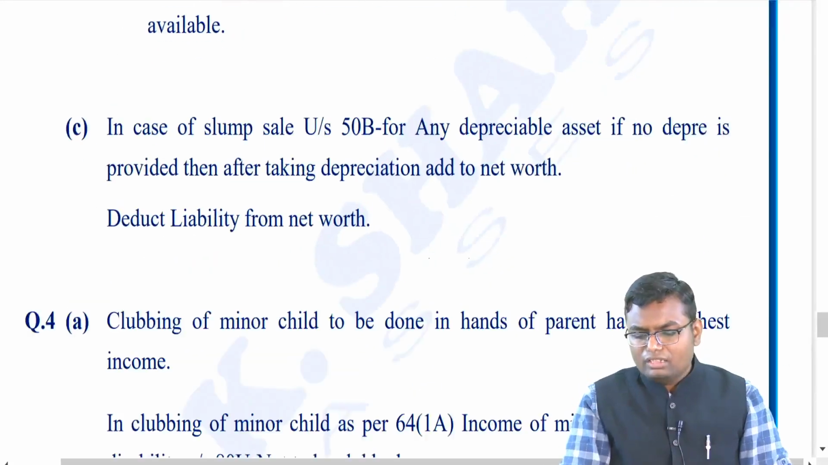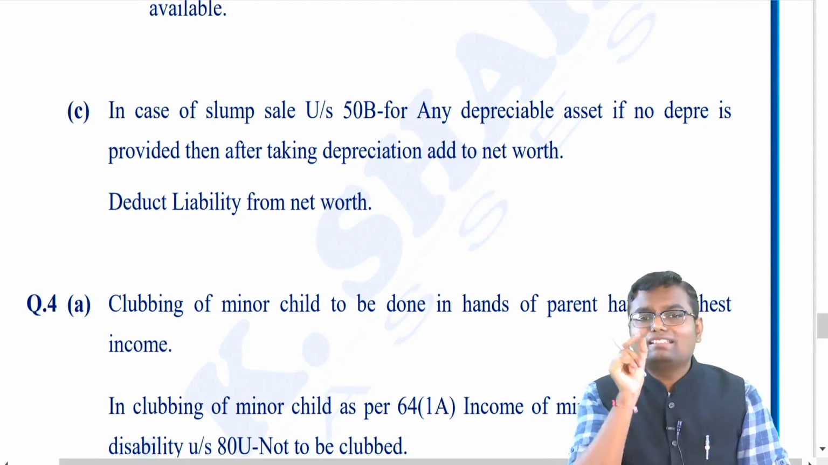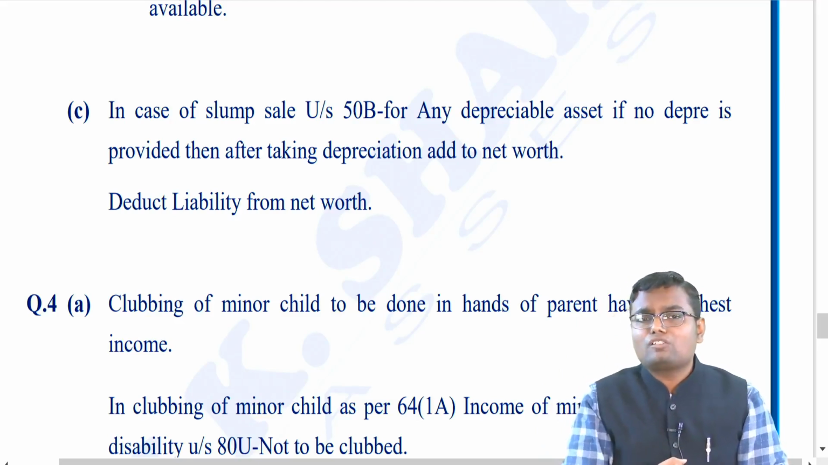Section 50B: whatever you are receiving as consideration will become the full value of consideration. Deduct the expenditure. From that you have to deduct net worth without indexation, which is assets minus liabilities. For those assets on which depreciation has not been provided, you have to provide the depreciation and then take it into the net worth.